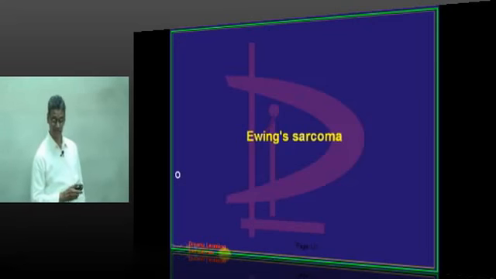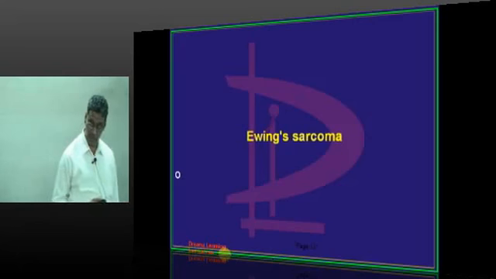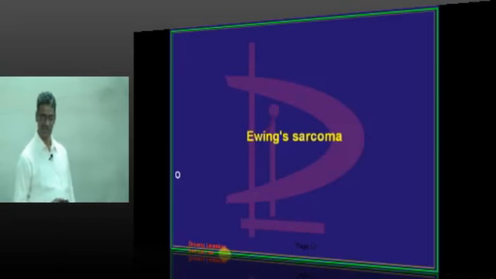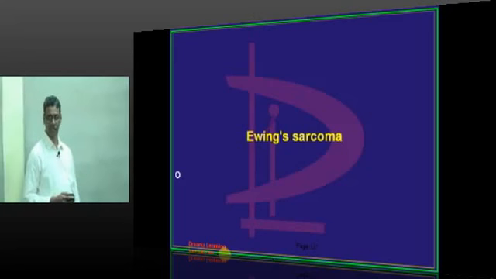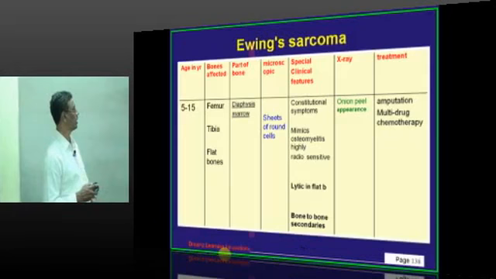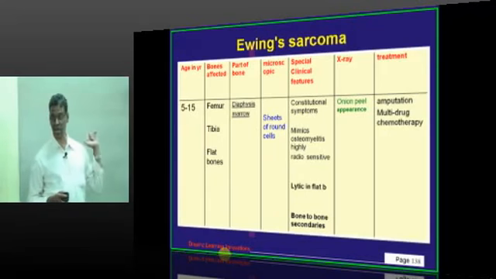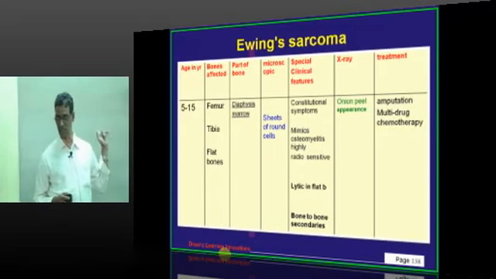Radiotherapy melts it like anything, but it recurs again in the same way. Now Ewing sarcoma: age 15 to 50. Femur, tibia and flat bones. This is specific here. Femur, tibia and flat bones.